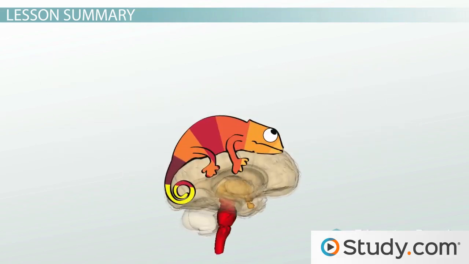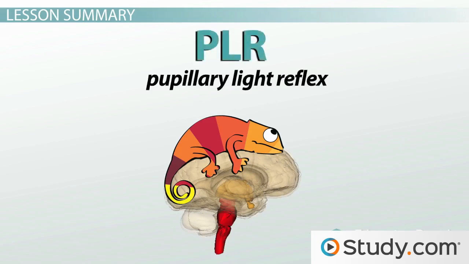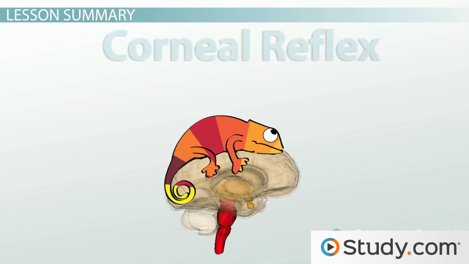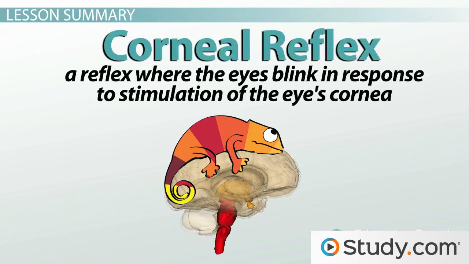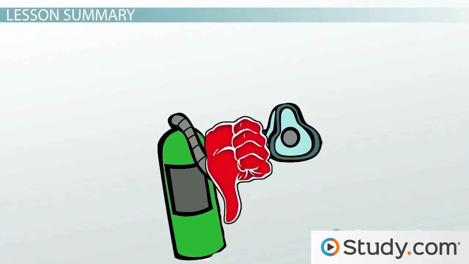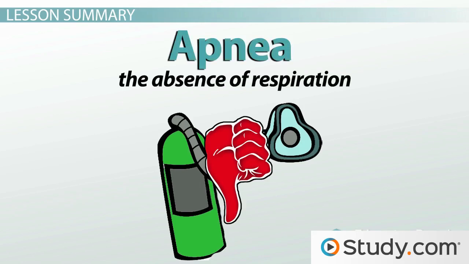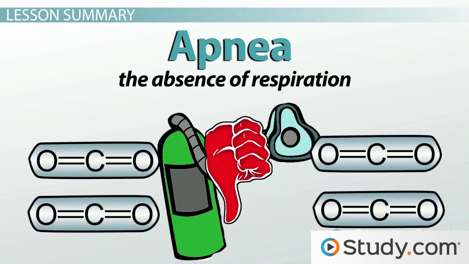Then we went over important brainstem reflexes, such as the PLR, or pupillary light reflex. A light shown into a healthy person's eye should cause that eye's pupil to constrict. The opposite pupil will also constrict. And the corneal reflex, a reflex where the eyes blink in response to stimulation of the eye's cornea. Subsequently, we discussed the basics of the apnea test, where a person with brain death will inappropriately undergo apnea, which is the absence of respiration, when their ventilator is disconnected and carbon dioxide is allowed to build up in the body, something that should normally trigger respiration in a person.